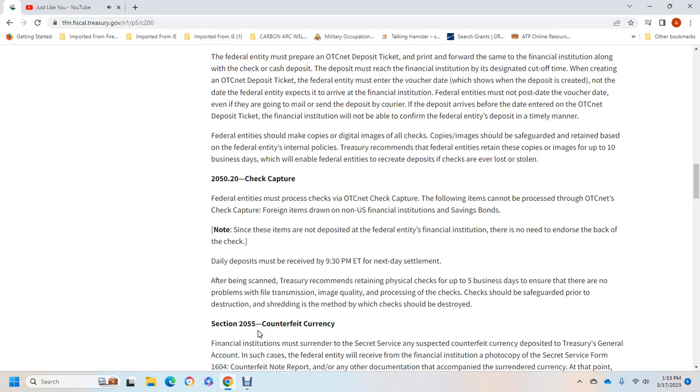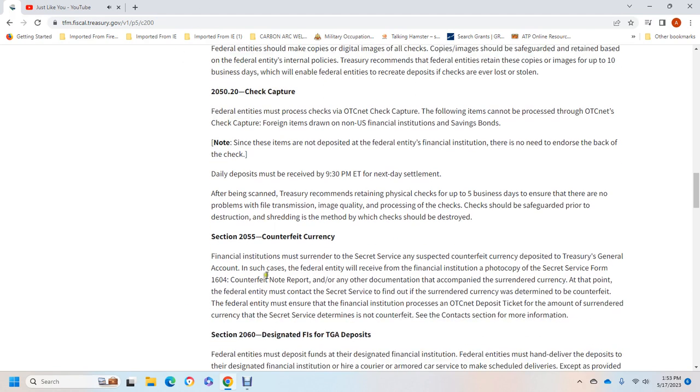Image quality of the check should be safeguarded prior to destruction. Shredding is the method by which the checks should be destroyed.